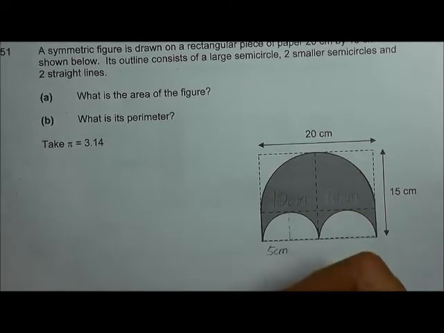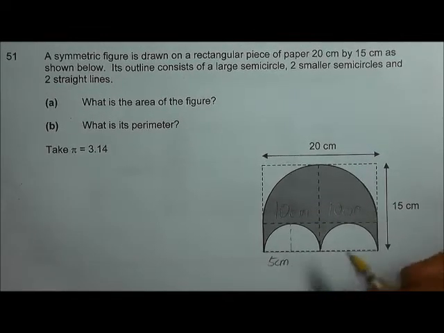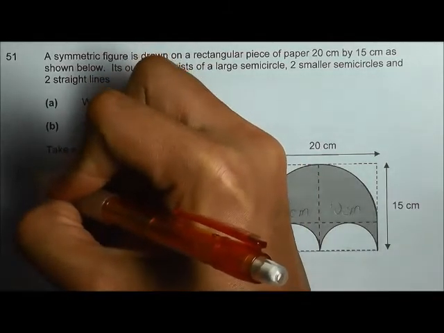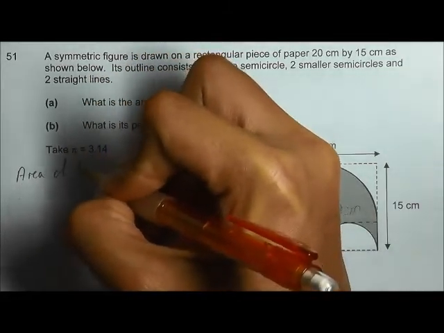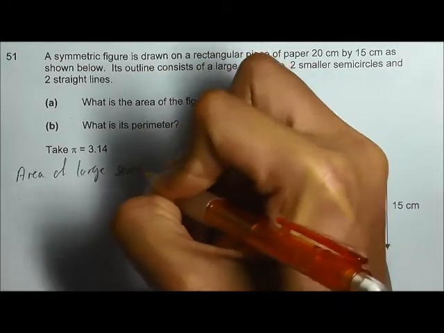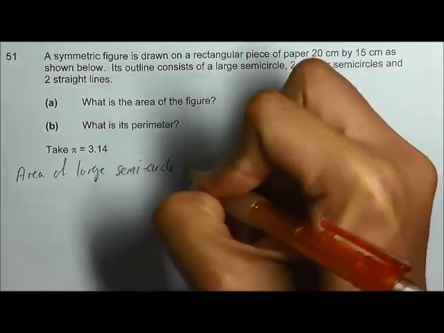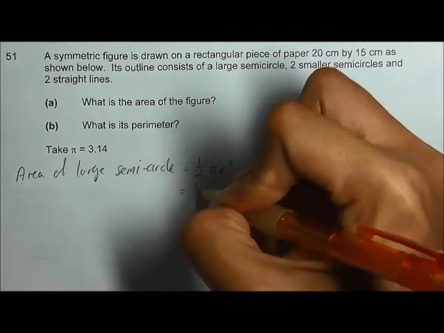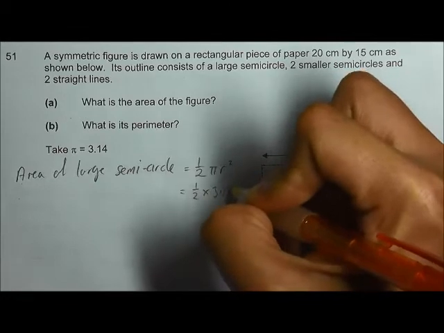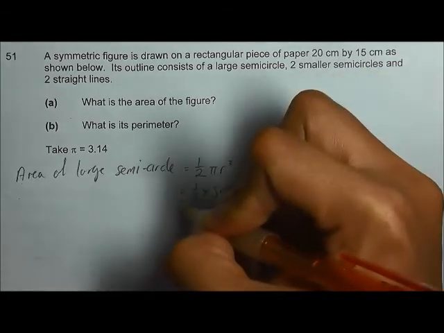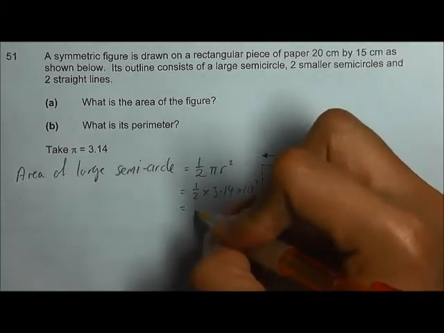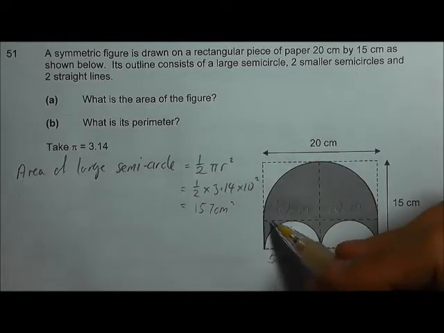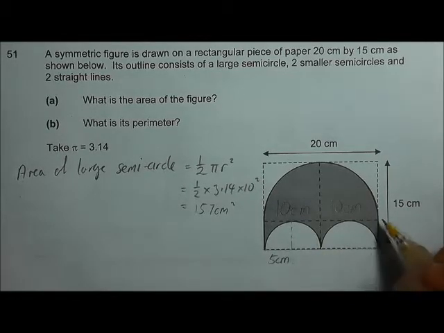Okay, so first of all, we can find out what is the area of the large semicircle. It will be half pi r squared. Half times 3.14 times 10 squared. We have 157 cm squared.